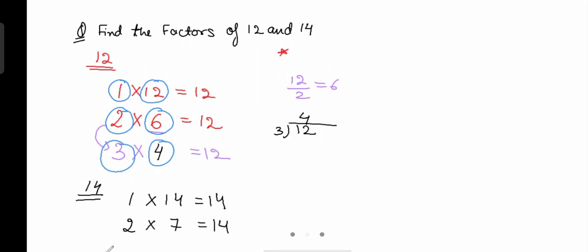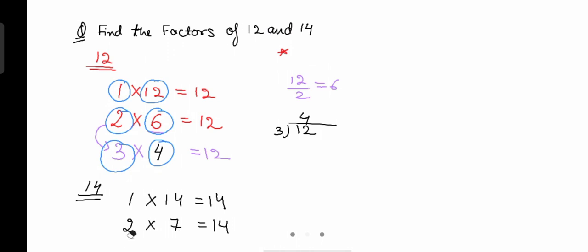Then can I multiply 3 with any number? See, 3 multiplied by 3 is 9. Then 3 multiplied by 4 is also not 14. 3 multiplied by 5 is not 14, it is 15. So we cannot use the table of 3 either. Then what should we do? We cannot do anything more now.